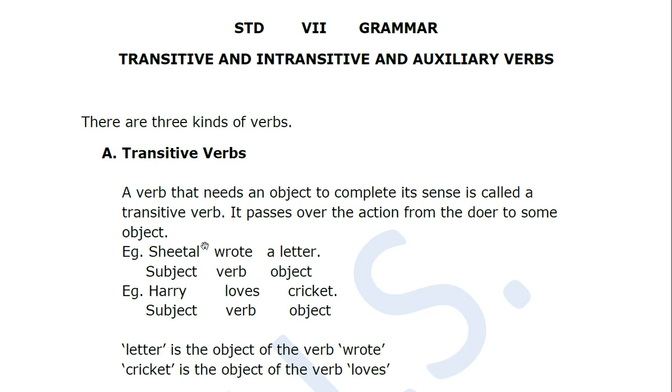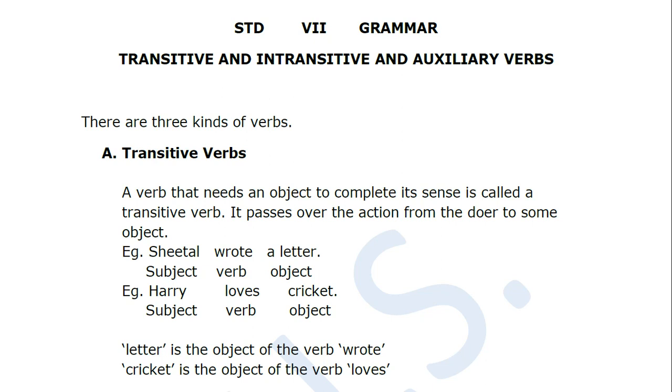So here the action is passing from Sheetal to the letter. That is exactly passing from the doer to some object. This is the doer and this is your object. So it's very important in a transitive sentence to have an object after the action. You should have an object over here, that is a noun or a pronoun, after the verb action. Now I'll give you another example.